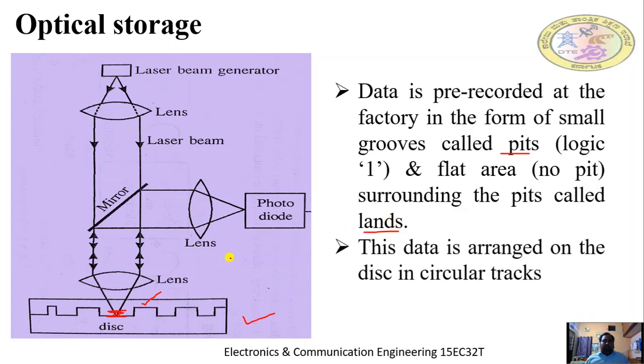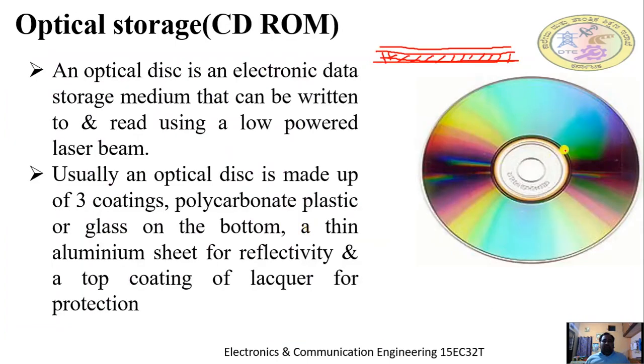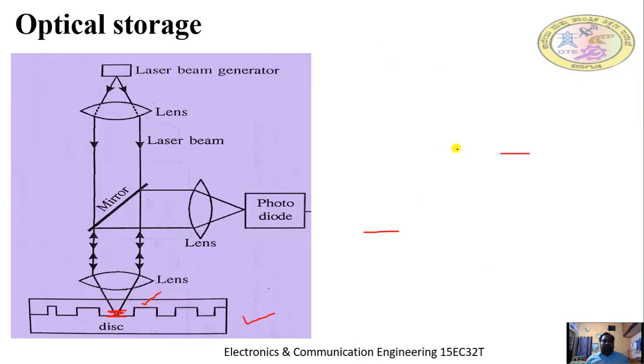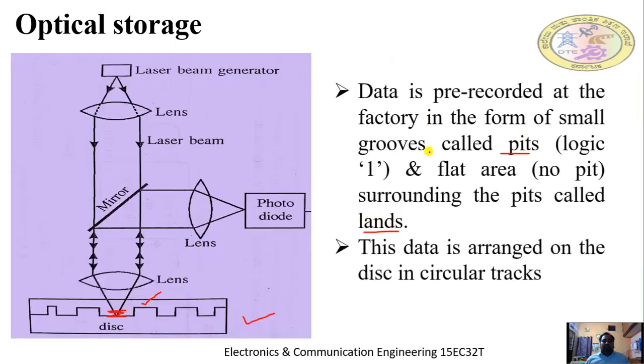And the data, as you can see here, the optical disc is in a circular fashion. The data is stored in the form of circular tracks. As we have seen in the hard disk, the data is arranged in the form of circular tracks, here also in the optical storage medium the data is arranged in the form of circular tracks. So here the data is pre-recorded at the factory using a low intensity laser beam.